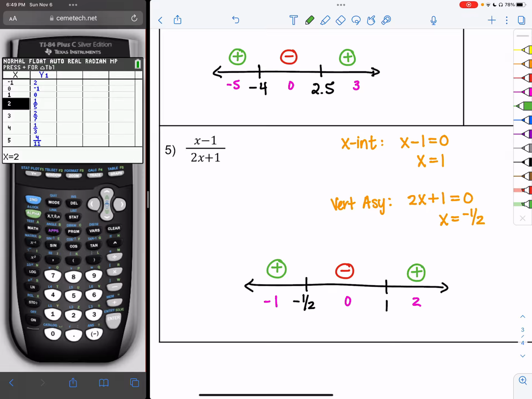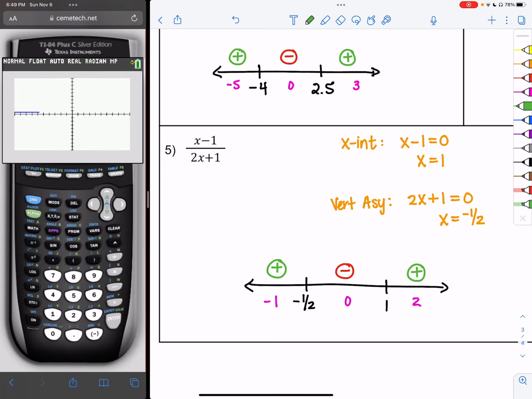So if I look at my graph, that's exactly what's happening. So from any x value all the way up until negative 1/2, it was above the x-axis, and then it jumped down and it was below the x-axis up until when x was equal to 1, and then it went back positive.